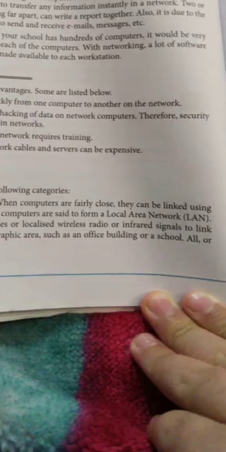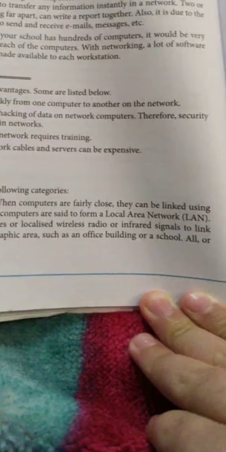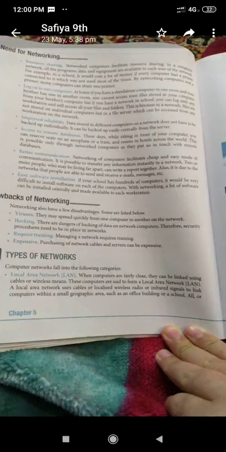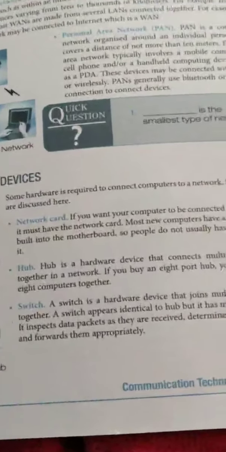So the cables are localized, or wireless radio or infrared signals, connecting computers within a small geographical area such as an office building or school. We can have infrared signals, wireless radio signals, and network cables. You already know what network cables are. In the meantime, we will go to what infrared radiations and radio waves are. And here you only think for a while that these are the types of communication.